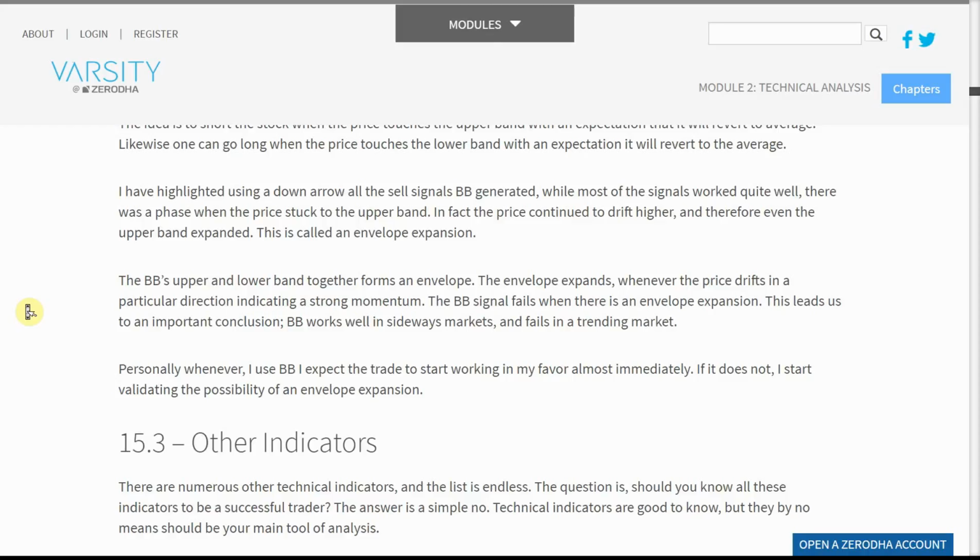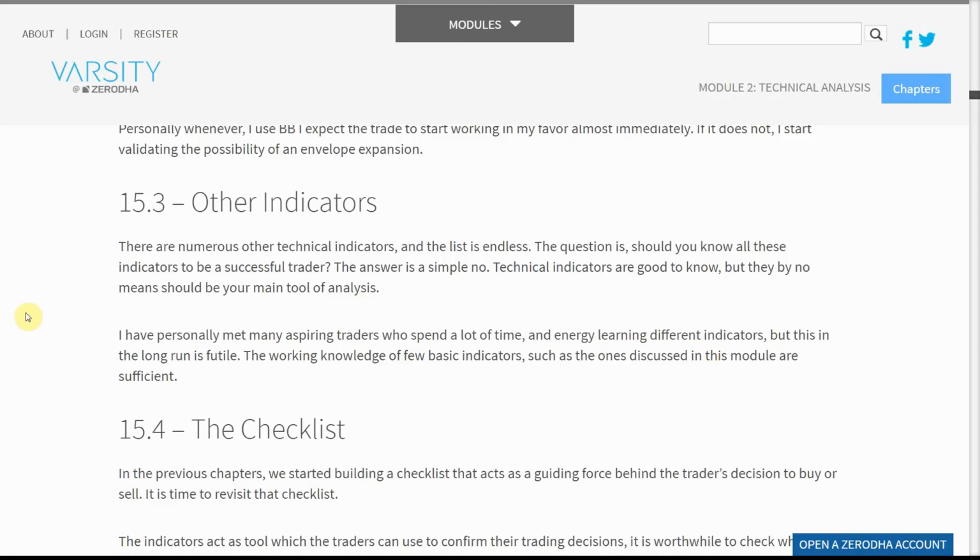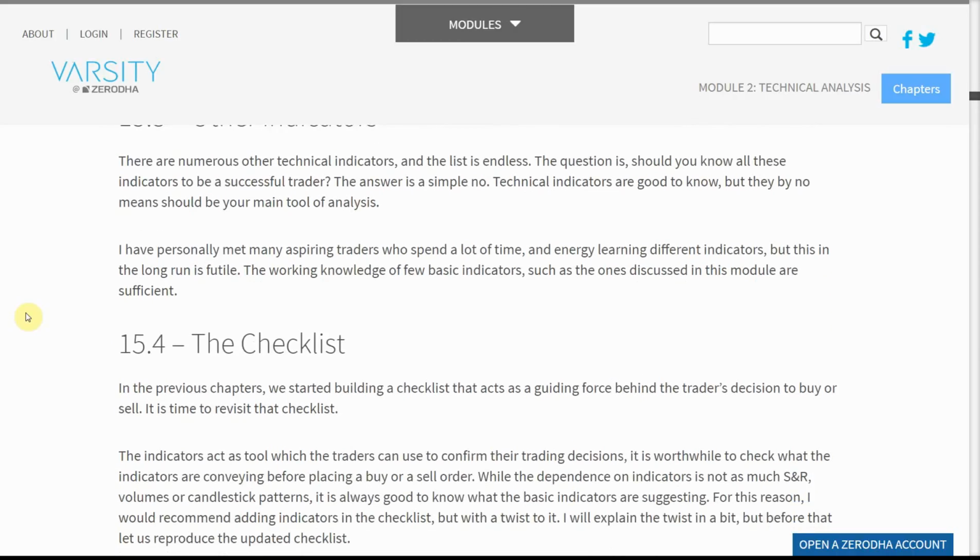15.3 Other indicators. There are numerous other technical indicators, and the list is endless. The question is, should you know all these indicators to be a successful trader? The answer is a simple no. Technical indicators are good to know, but they by no means should be your main tool of analysis. I have personally met many aspiring traders who spend a lot of time and energy learning different indicators, but this in the long run is futile. The working knowledge of few basic indicators, such as the ones discussed in this module, are sufficient.